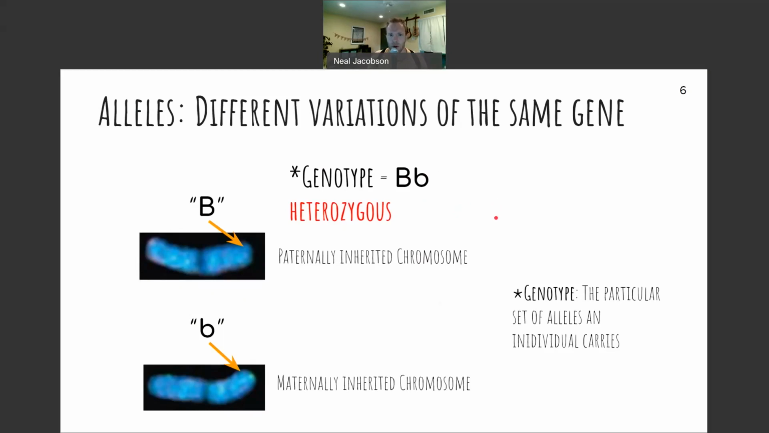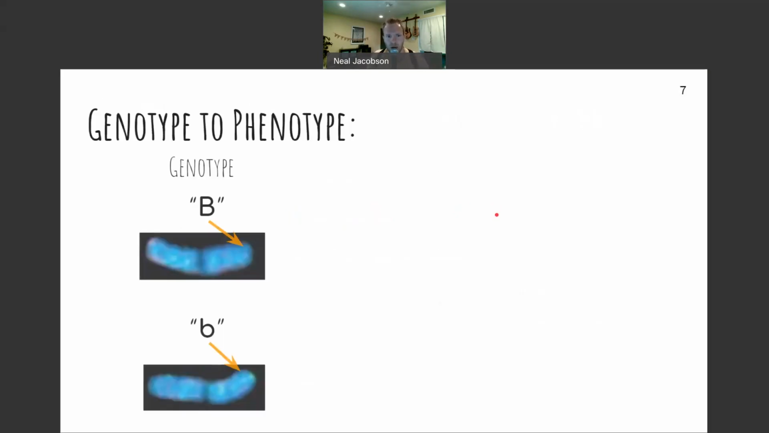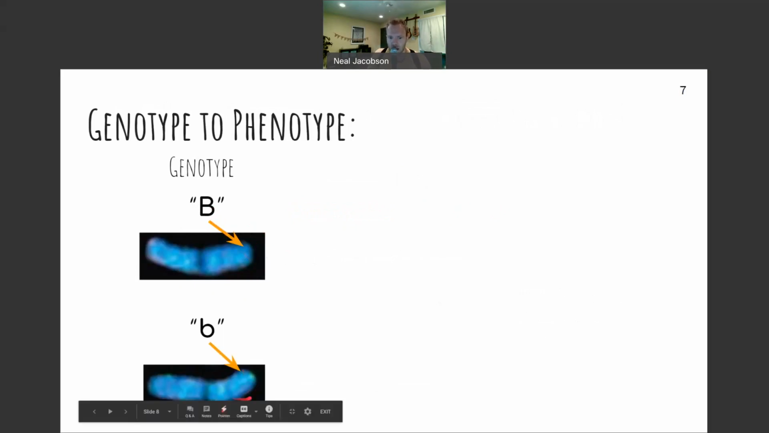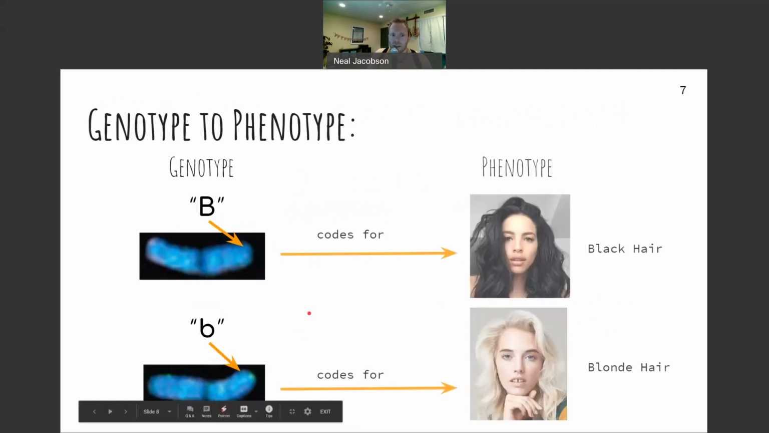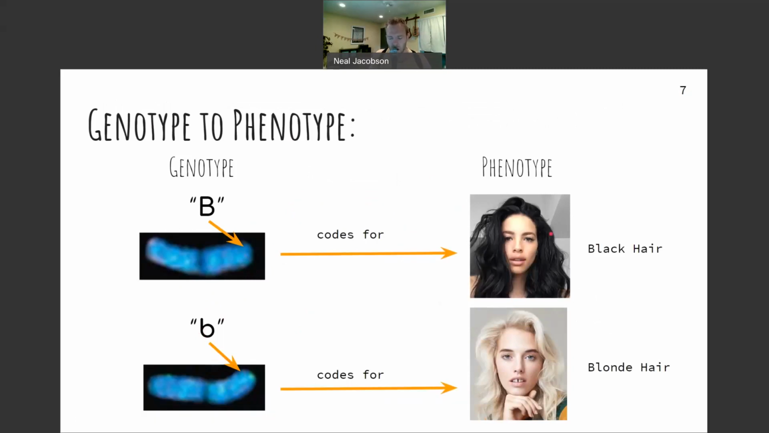Anyways, so genotype to phenotype. We've got the genotype big B. That's saying that that particular sequence of nucleotides codes for the big B product. And this particular sequence of nucleotides that's slightly different on the other chromosome codes for a slightly different product. We might say the big B codes for black hair. This is not how hair color in humans works, this is just an example. So big B codes for black hair, and little b is going to code for blonde hair.